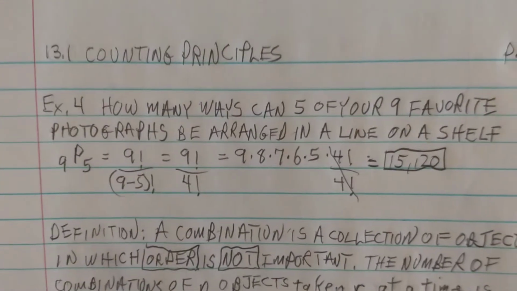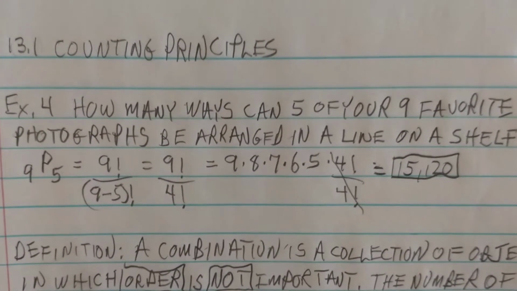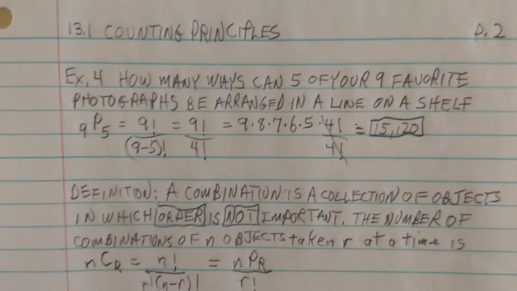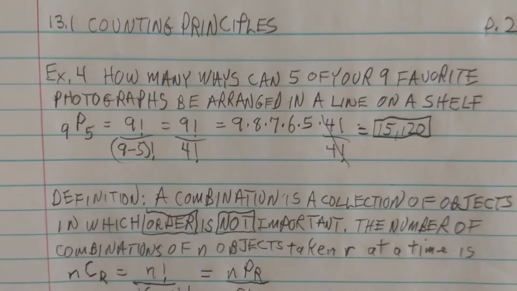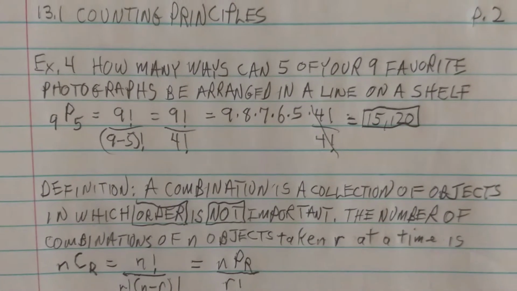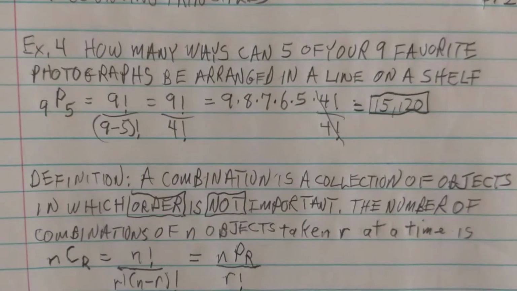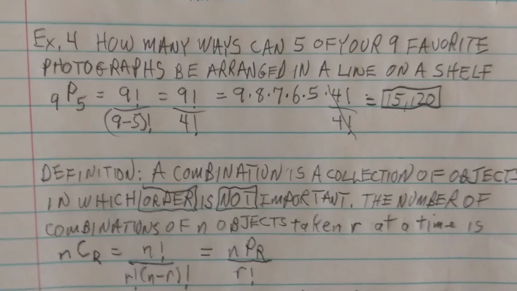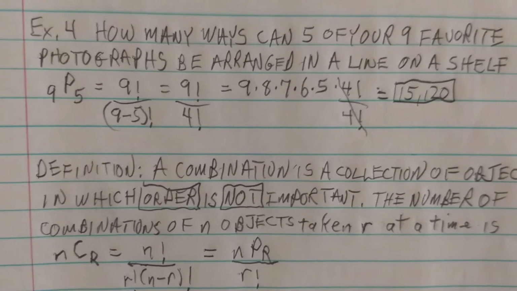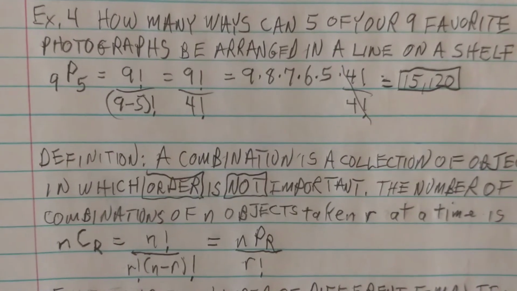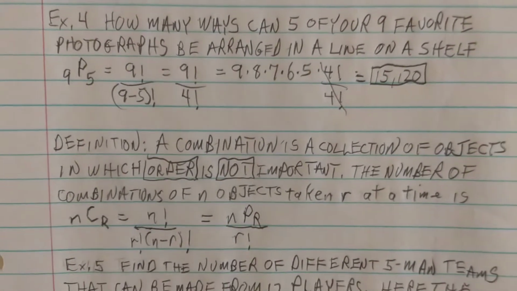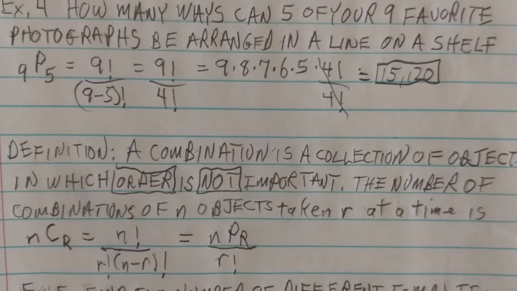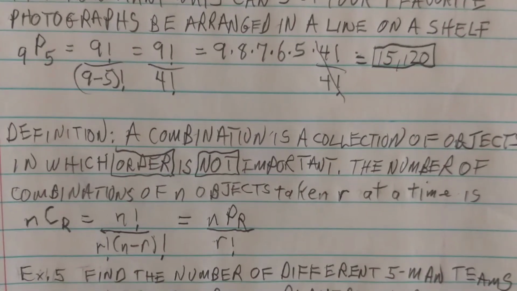Now in example 4, how many ways can 5 of your 9 favorite photographs be arranged in a line on a shelf? So this would be 9P5, and again, we don't care how the last 4 are arranged. It's just the first 5 that we're concerned about for order. Order is permutations. So 9P5 is 9 factorial over 9 minus 5 factorial, or 9 factorial over 4 factorial, which just leaves us with 9 times 8 times 7 times 6 times 5, with the 4 factorials canceling each other out, and this multiplies out to 15,120.